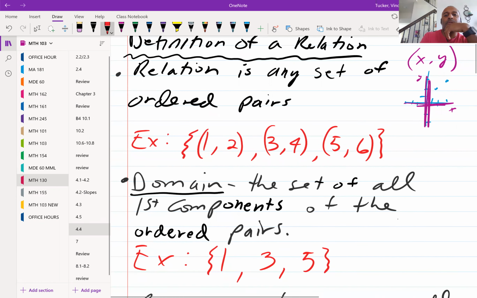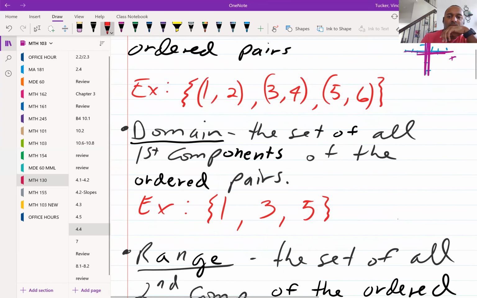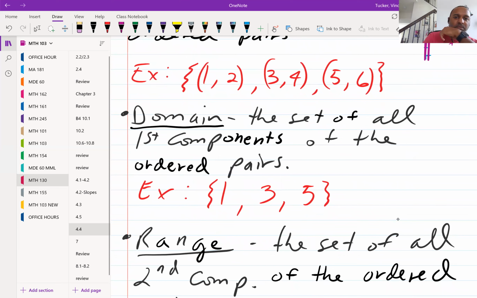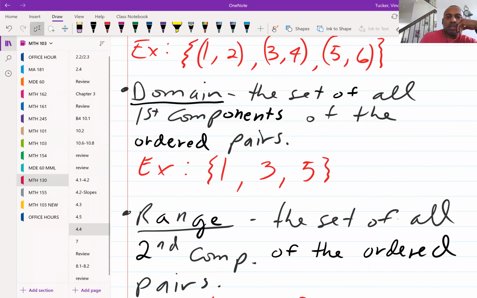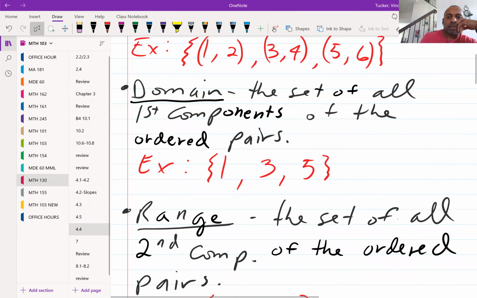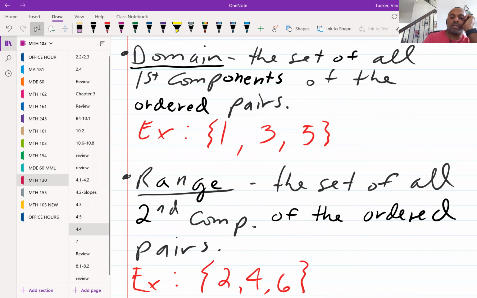I'm going to scroll up some. Then we have our range, which is the set of all of the second components of the ordered pairs. So everybody done with that first part? All right, so that'll be 2, 4, and 6.